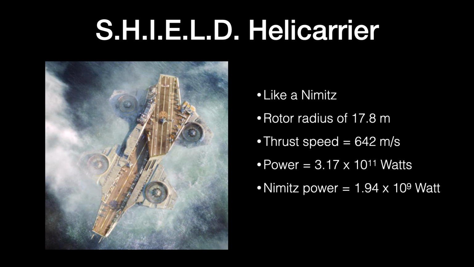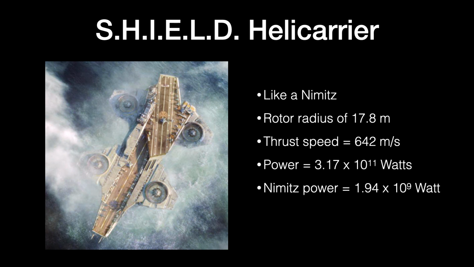And I can use that to find out how long this is and how big the rotors are. So I get a rotor radius of 17.8 meters. And using the mass of a Nimitz-class aircraft carrier, I can also calculate the thrust speed of the air, and I get 642 meters per second. Boom. That's weird, right? Because remember, real helicopters were around 30 meters per second. Mars doesn't count because that's on a different planet with different atmosphere.